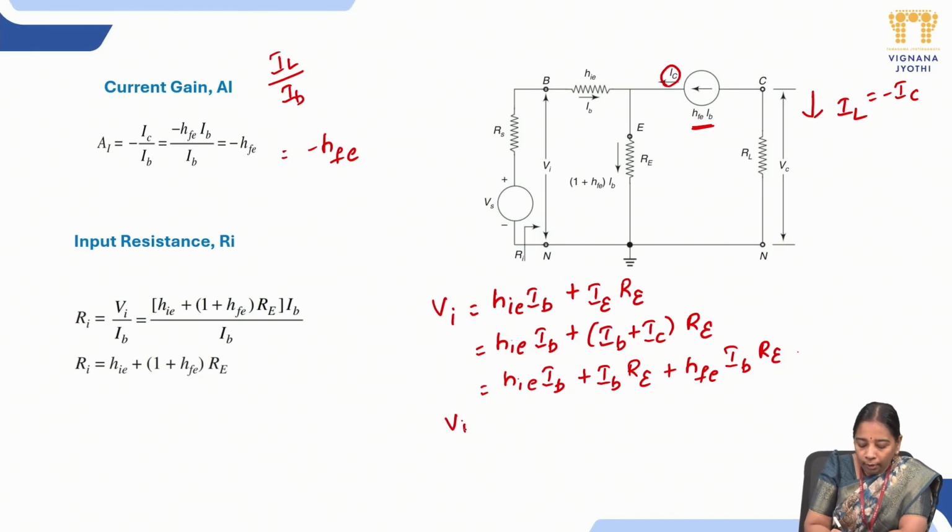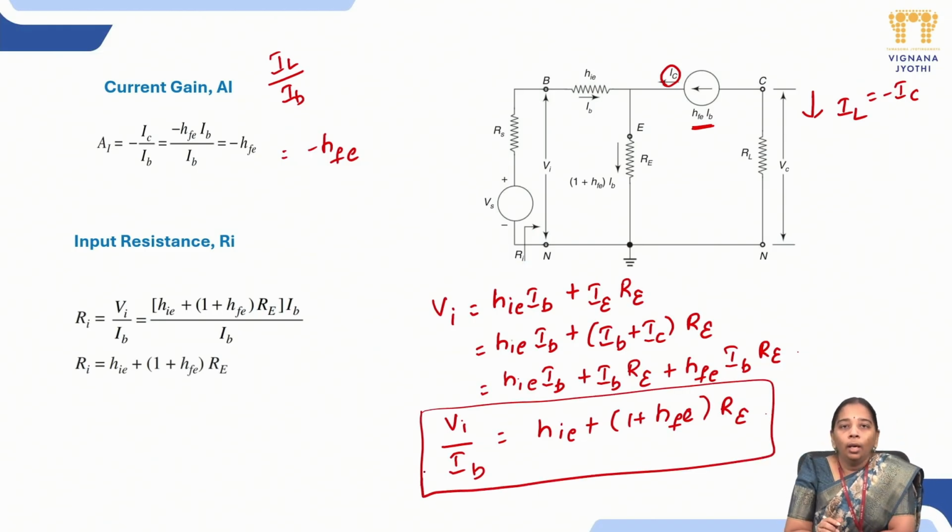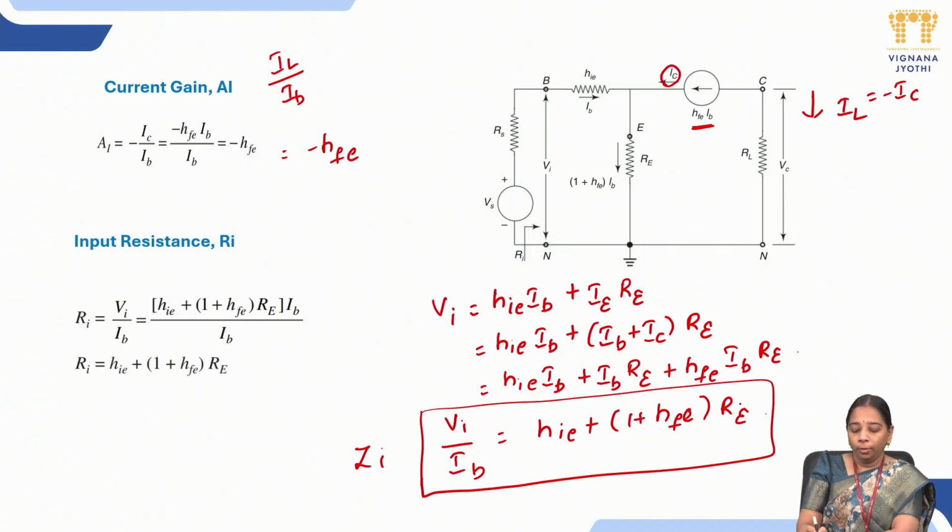From all these things, we can take VI by IB. We can take IB common and send it over here, such that we get HIE plus 1 plus HFE into RE. So this is the input impedance of our CE amplifier with emitter resistor. Means we can say that our input impedance is dependent on RE.